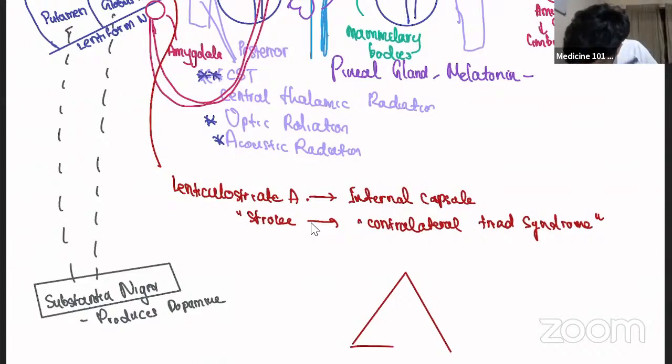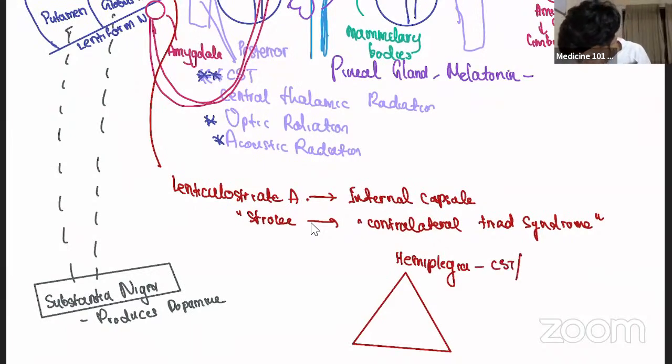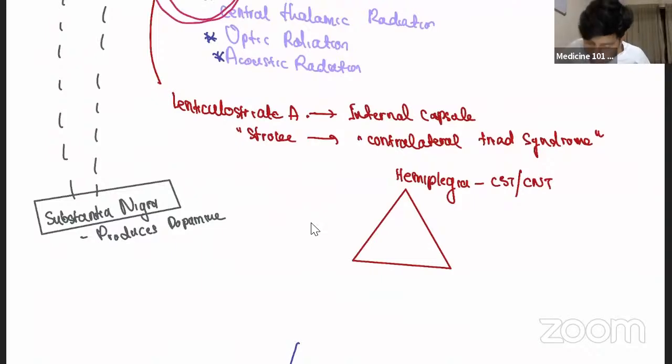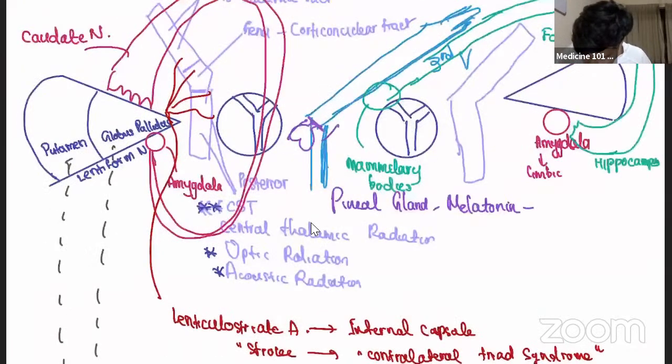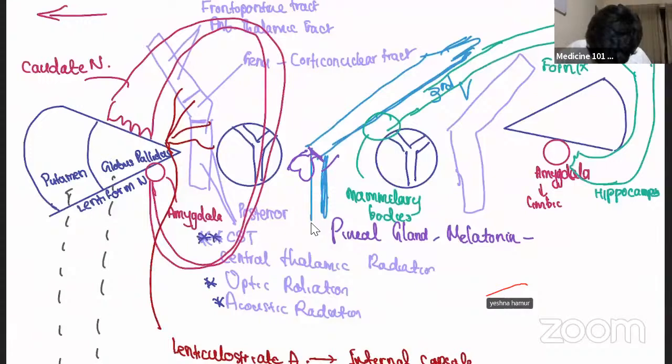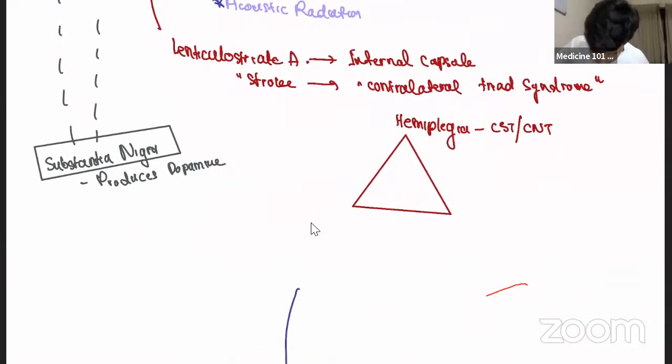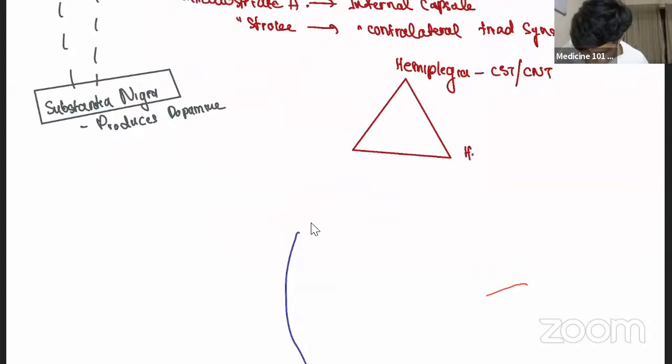So understand the importance of these. Hemiplegia. Does anyone know what hemiplegia is? Paralysis of half of the body. Yes. Paralysis of half of the body. So it is due to damage to the corticospinal tract or the corticonuclear tract. Why didn't I add the corticonuclear tract? Oh yeah, here, the corticonuclear tract and the corticospinal tract. The other one is hemianopia.